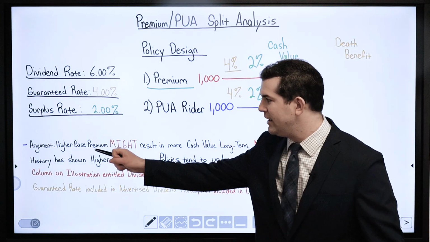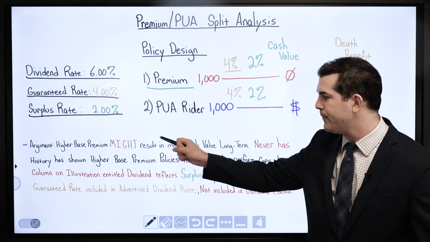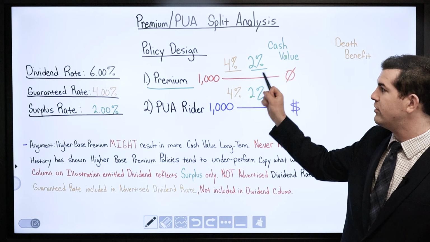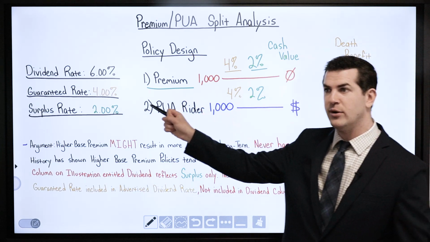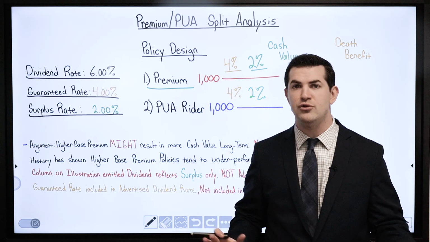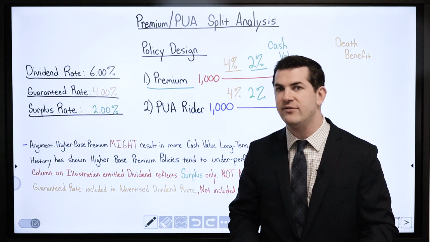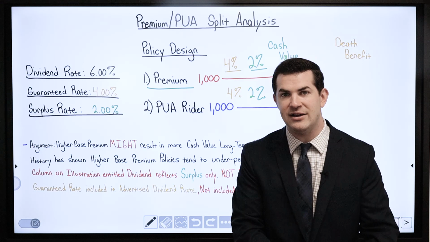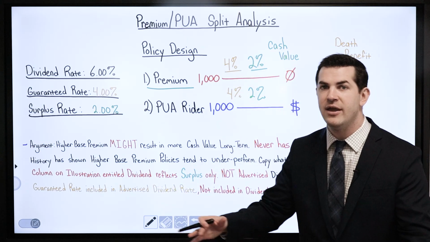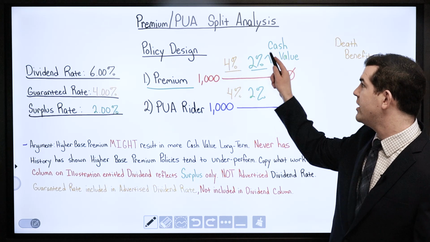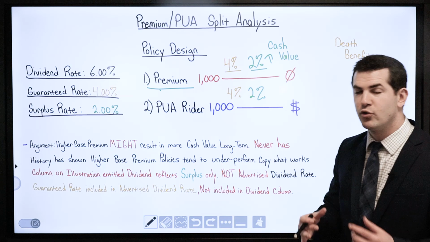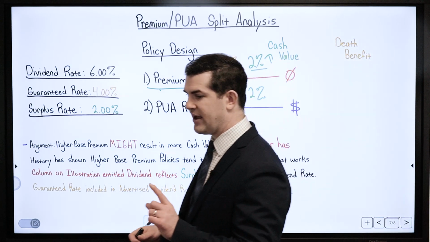So why we hear sometimes that a higher base premium might result in more cash value is frankly because the surplus is more favorable on base premium dollars compared to PUA dollars, and many feel that we are as low as you can go in the interest rate and dividend rate environment, so eventually it has to come back up, and if and when it does, well, over time, that would reflect in a higher surplus rate, which is more favorable to base premium dollars, which should result in greater cash value.